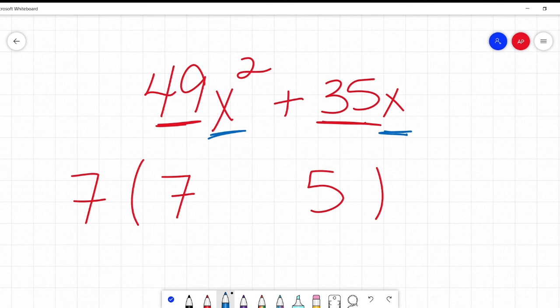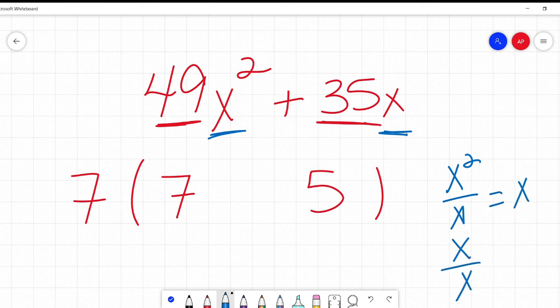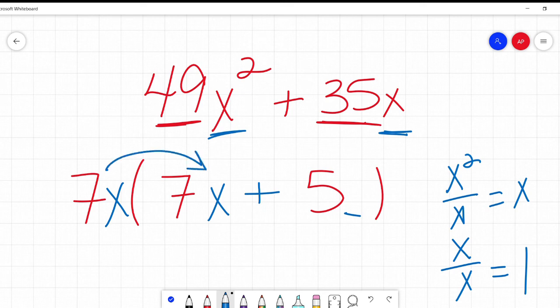X. And here's why. I can say x squared divided by x equals x, and x divided by x equals 1. So I can divide both of those by x. So that's what I'm going to do. I'm going to pull that x out and divide both of them, which leaves x and just a 1, which I don't have to write. So 7x times 7x plus 5. And if you redistribute those, you will get that original answer.